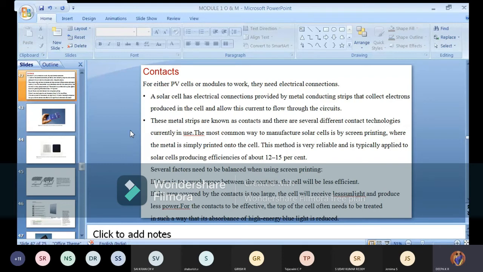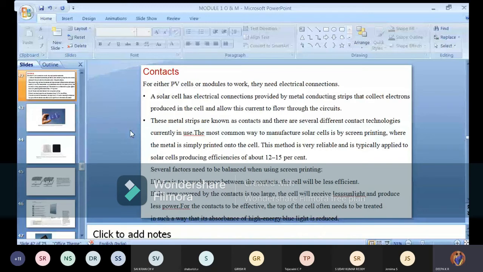These metal strips are known as contacts. As with machines, we use brushes, and now we are using brushless contacts also. Brushless machines are happening, but how we receive the current is very, very important, as we have different technologies existing.